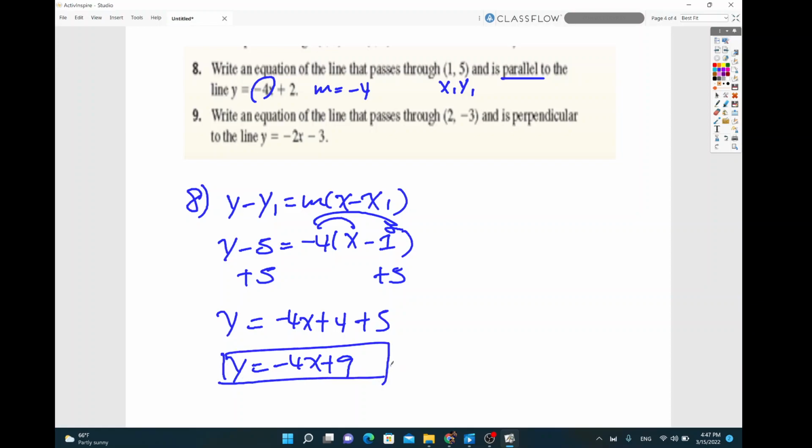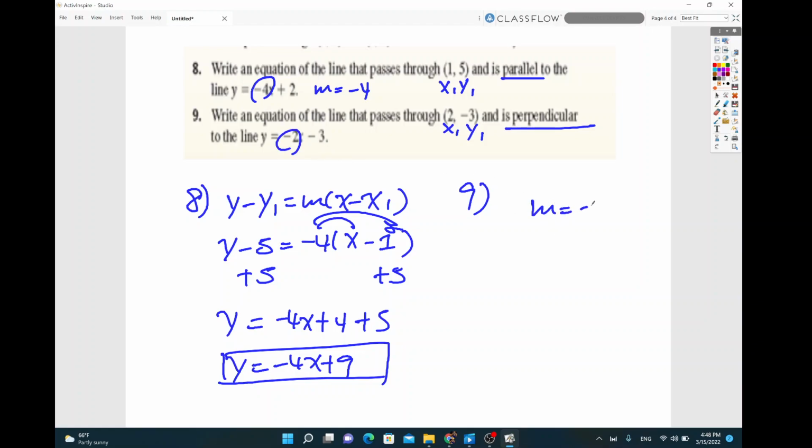So that would be the equation of the parallel line. And then number 9, again, the point's given, so label it, annotate, so x1, y1. And we do know that the key word is perpendicular. Perpendicular, that means the slope has to be the negative reciprocal. So let's find out the slope of the given equation here.